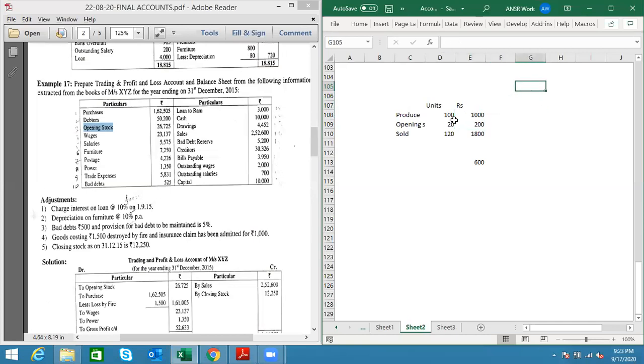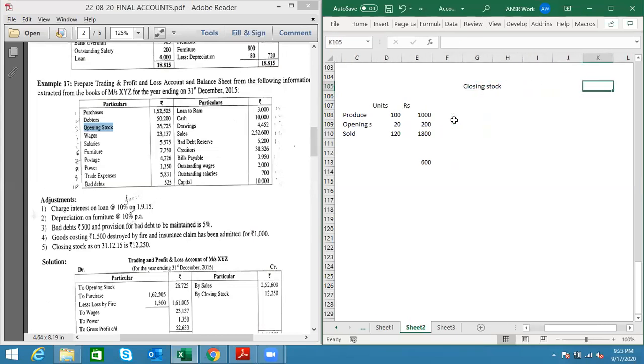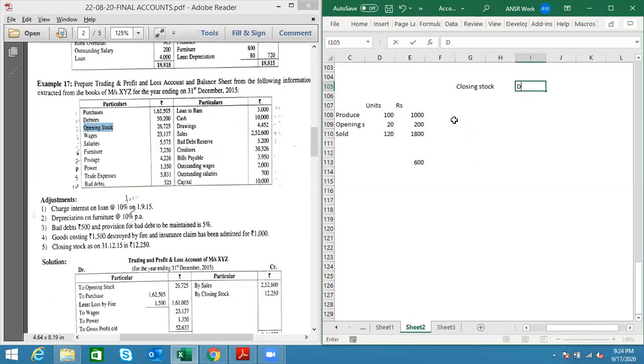Now, if you remember closing stock, did it increase the cost or decrease the cost? Do you remember that? It decreased the cost. It was 200 closing stock. It was 1000, then it became 800. It decreased the cost, right? The closing stock value was 200, and it was 1000 produced, and then we calculated the 800, right? So it reduced the cost.